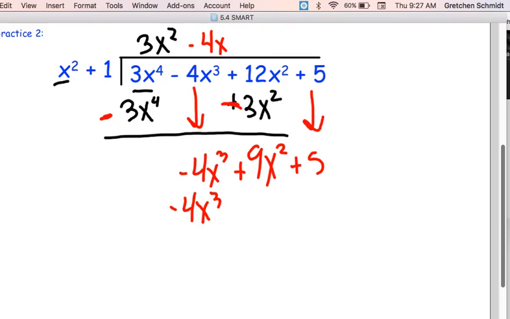When that happens, I usually just put it right here in the middle. Just because it's not an x squared, it's not a number, but you always want to keep it in order. Change your signs. So that still goes positive, that still goes positive.